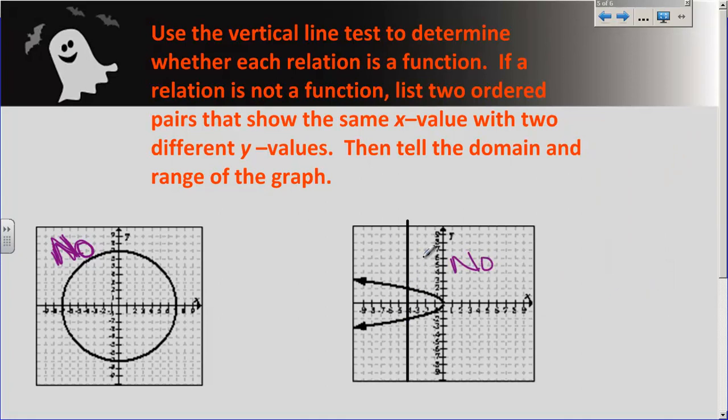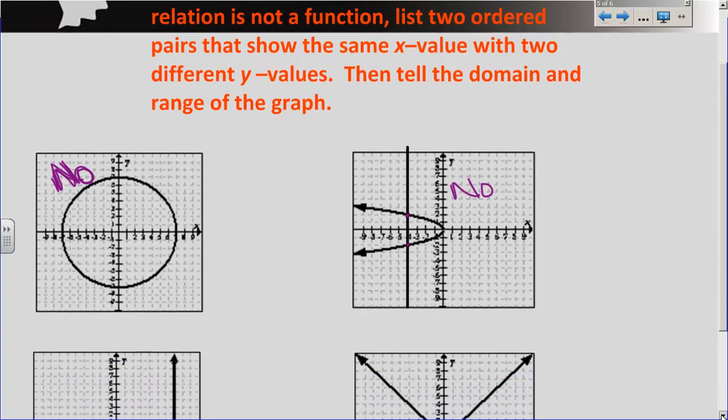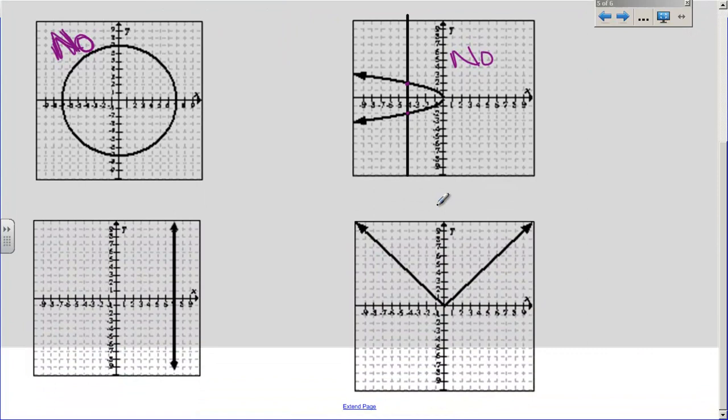So again, this is not a function because my vertical line touched my graph in more than one point, which means that my x value here is the same as my x value here, and so I have x values that repeat. That's why the vertical line test is important. It's also really easy. So let's test another one.